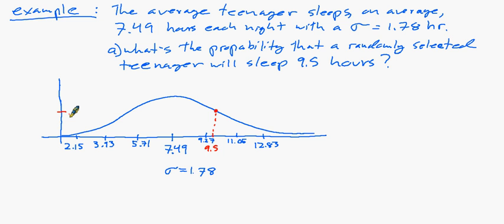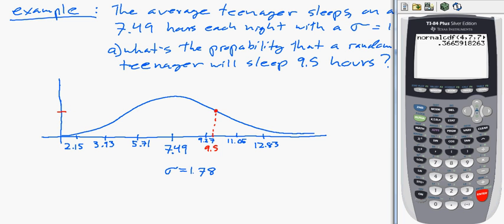Two ways of doing it. The best way and the really not so good way. Best way, of course, calculator. Instead of normal CDF, we'll do normal PDF, right? Probability density function, instead of the cumulative density function.